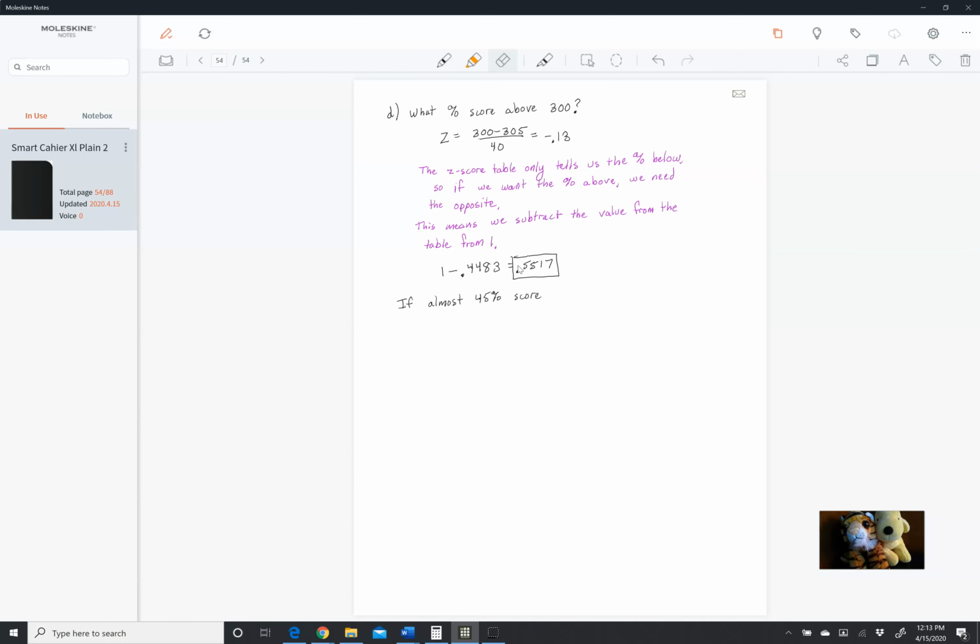Almost 45% score below 300, then a little more than 55% score above 300.